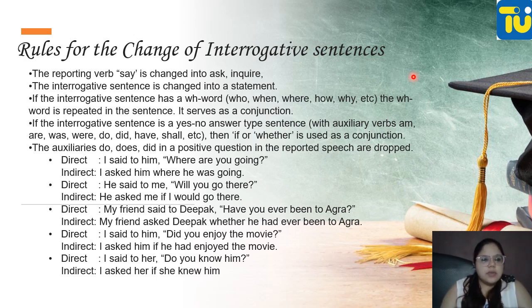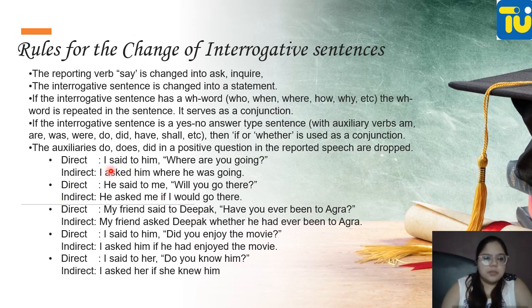Okay. Next we have, if the interrogative sentence is a yes no answer type with auxiliary verbs am, are, was, were, do, did, have, shall, etc., then if or whether is added as a conjunction. For example, if I say, will you go out today? It's a yes no question. It will be if I would go out today. The auxiliaries do, does, did in a positive question in the reported speech are dropped. Like we saw in the previous example, do is removed, does is removed, if is added.